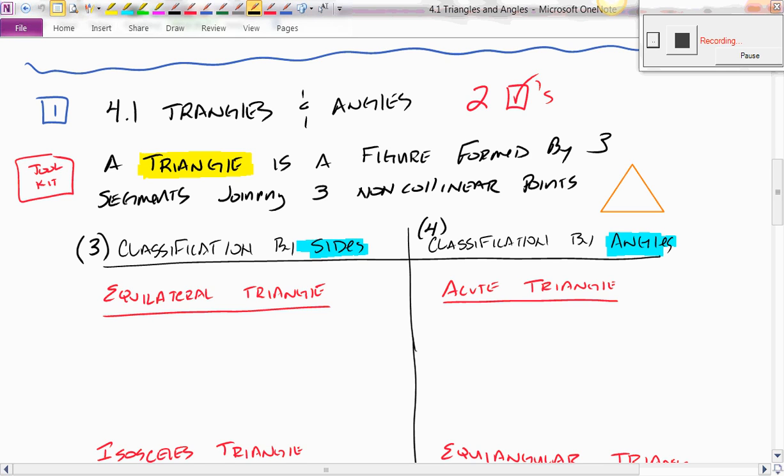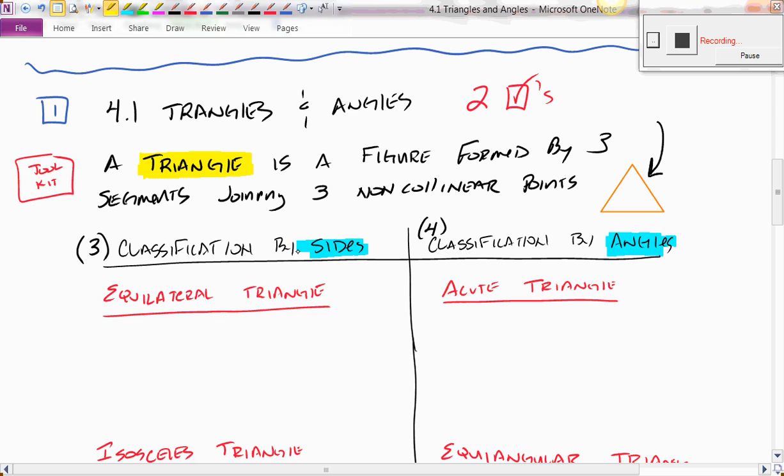So I introduced the class giving them a definition for a triangle. So a triangle is a figure formed by 3 segments joining 3 non-collinear points, and then this is the figure of a triangle. I'm pretty sure everyone has seen a triangle before. The important thing that we wanted to figure out was how to classify triangles, okay?